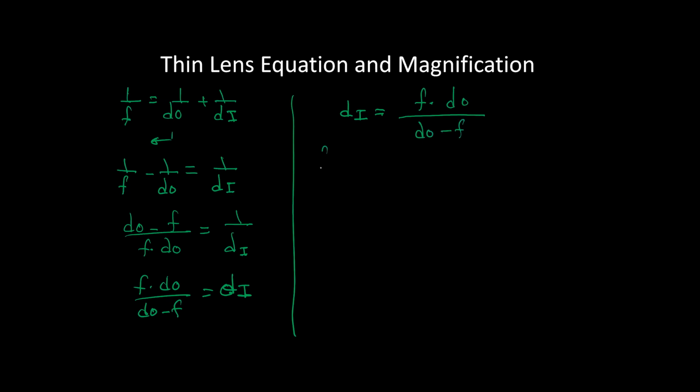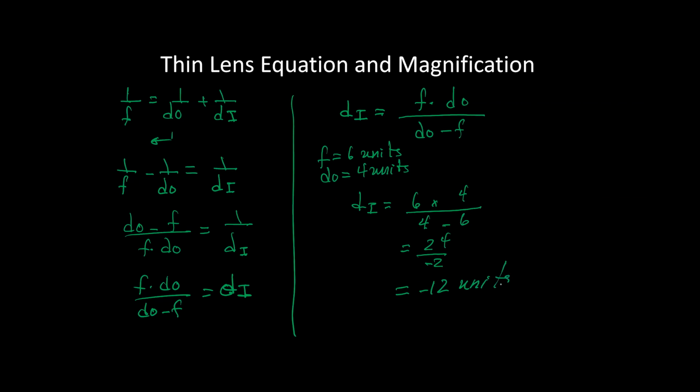And again, F was 6 units. DO was 4 units. So DI, F is 6 times 4 over 4 minus 6. 24 over negative 2. And I'm going to get a negative 12 units. So right away, this tells me that we have a virtual image. It's on the same side as the object.